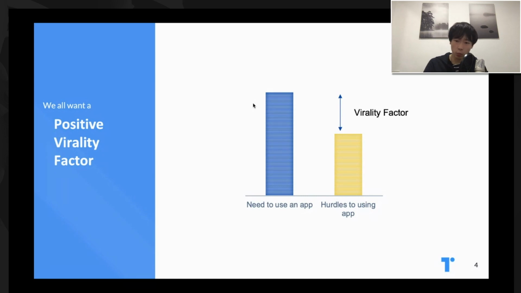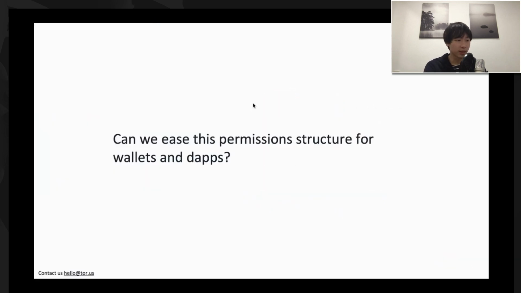So for current web wallets, the hurdle of having to validate each and every transaction imposes the fact that users have to understand several basic cryptographic concepts like seed phrases, gas price, and so on. As an app, you could wait till the mainstream audience is familiar with that type of experience, but that could take years, depending on the demographic. So this begs the question of how we can ease this permission structure for both wallets as well as dApps.